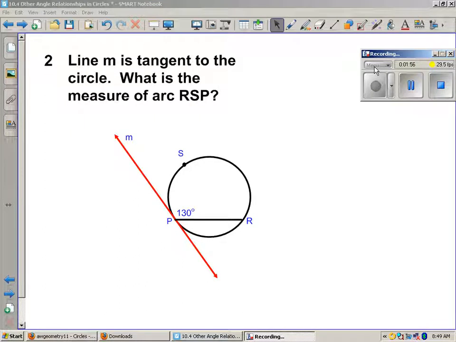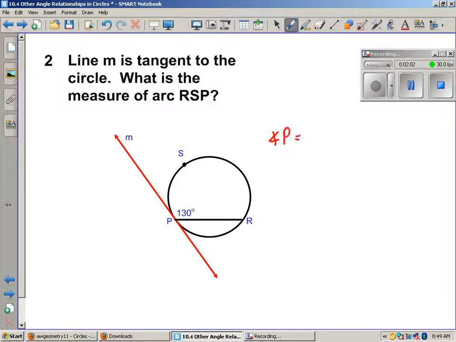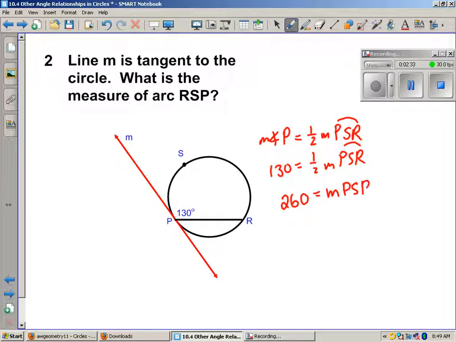So again, the measure of angle P is equal to half the measure of arc PSR. That's really the theorem that we have here. If we know this angle is 130, it's half the measure of the arc. So if we're looking for the measure of arc PSR, it would have to be double. 130 equals 1/2 of the measure of PSR, which if I multiply by 2, 260 is the measure of arc PSR. And that's what we're trying to find out. So we're just following the theorems that we're given.